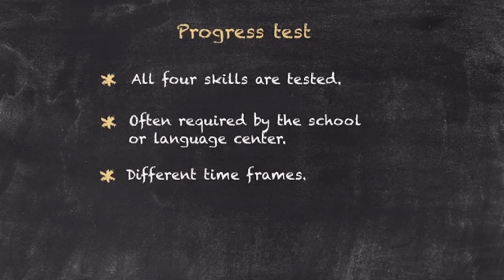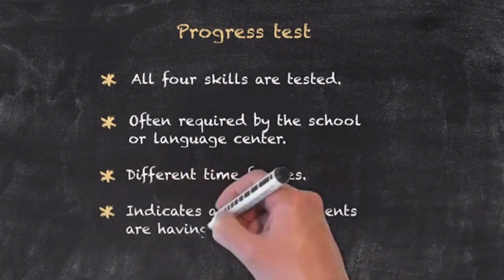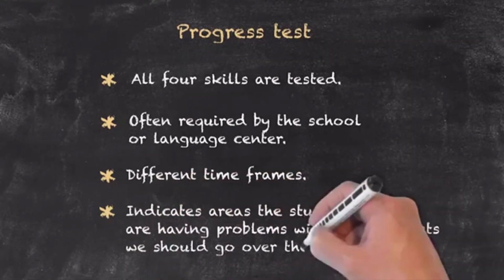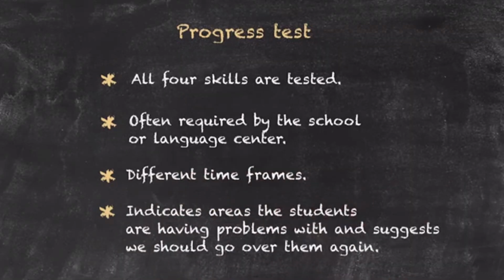The progress test can be a very, very useful test for the teacher because quite often it will indicate from the whole class if there are any areas that they're struggling with, and it tells us that we need to cover that particular area of the curriculum again. If we have a particular topic that all the students are getting incorrect, then it tells us that that class weakness needs to be readdressed. We need to cover that particular area again.